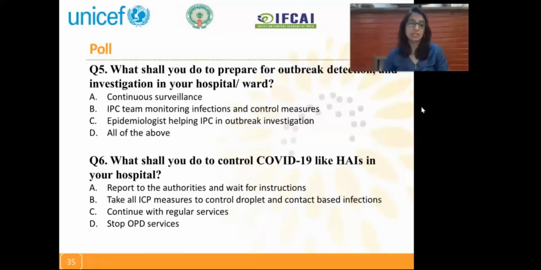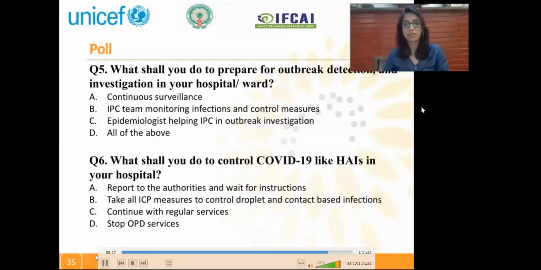Okay, last question. What shall you do to control COVID-19 like hospital acquired infections in your hospital? Similar kind of infections in your hospitals. How will you control them? Will you report to the authorities and wait for instructions? Will you take all infection prevention control measures to control droplet and contact based infections? Will you continue with regular services or will you stop OPD services if such kind of outbreak appears?